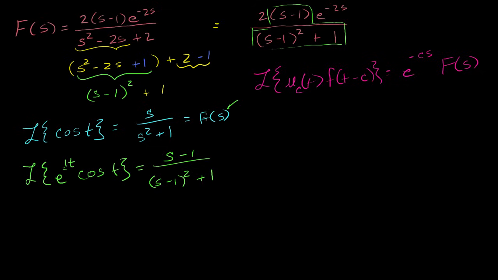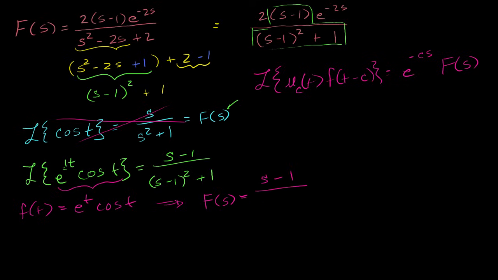Let's ignore all of this. I called this f of s before, but now I'm going to backtrack a little bit and redefine our f of s. Let's define our new f of t to be this. Let's say f of t is equal to e to the t cosine of t. Then if you take the Laplace transform of that, f of s is equal to s minus 1 over s minus 1 squared plus 1. Nothing fancy there. I just defined our f of t as this, and then our f of s is that.